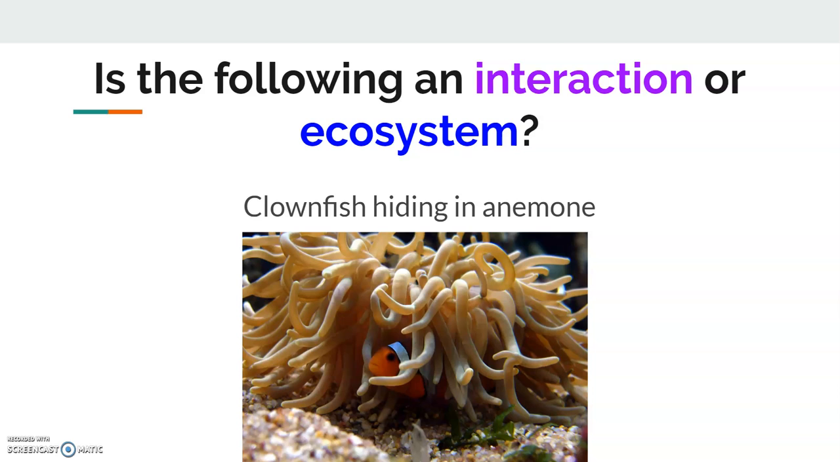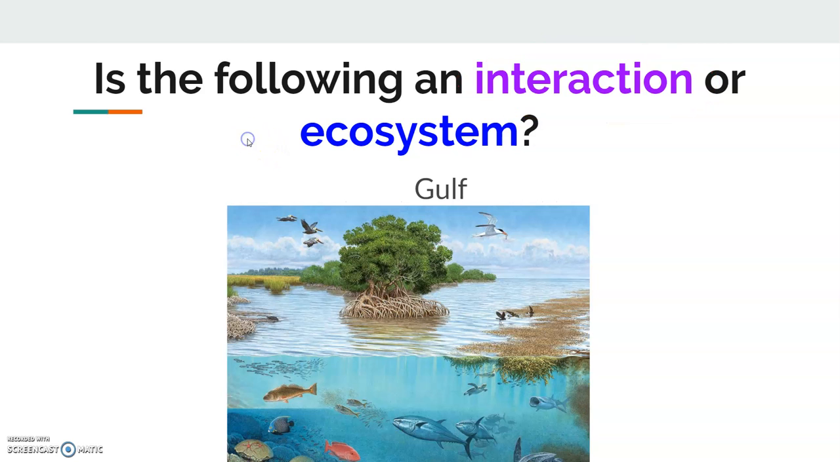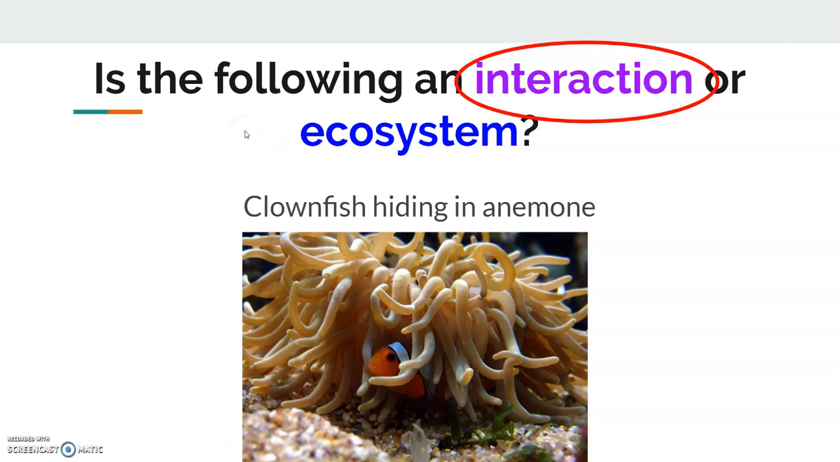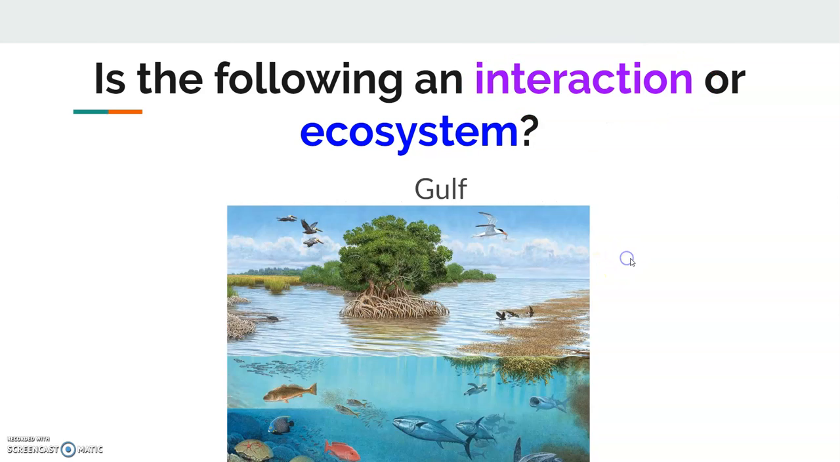So, is the following thing an interaction or an ecosystem? If a clownfish hides inside an anemone, that's an interaction. Let's explain why. It's an interaction because it is just two things interacting. The clownfish hides inside the anemone for protection because these have little stingers on the ends, and probably gets something from the clownfish, but I'm not really a marine biologist to tell you.